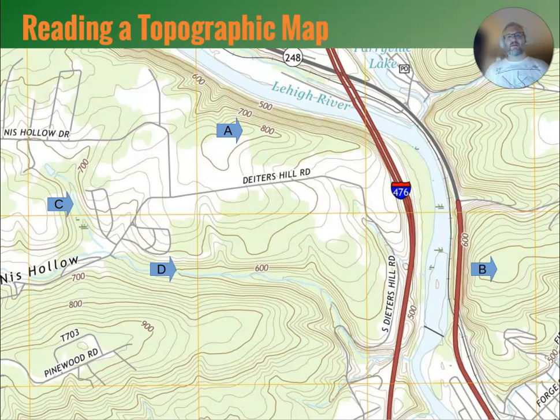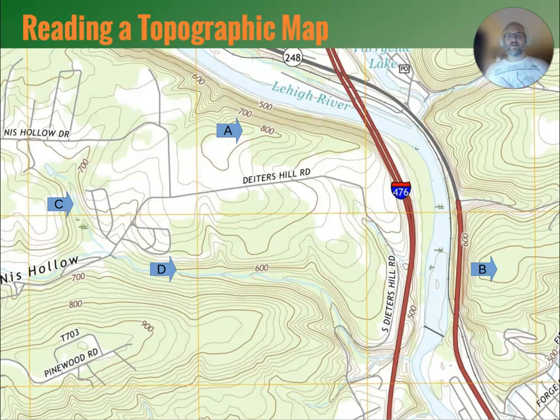So that's 800 feet above sea level. Then a little north of that, you see a line that's labeled 700. A little north of that, one that's labeled 600, and then 500. So that tells you you're going downhill as you go from A down to the Lehigh River because the numbers are getting lower. You're going lower down in elevation.